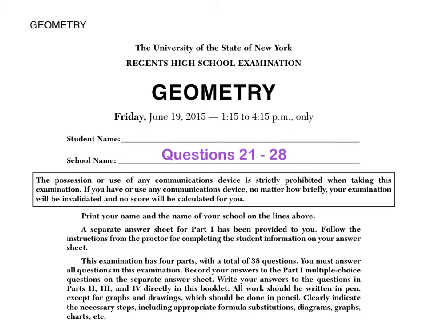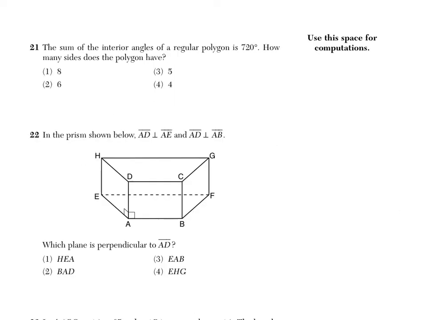This video will cover the Geometry Regents exam from June 2015, questions 21 through 28. Question 21 says the sum of the interior angles of a regular polygon is 720. How many sides does the polygon have?